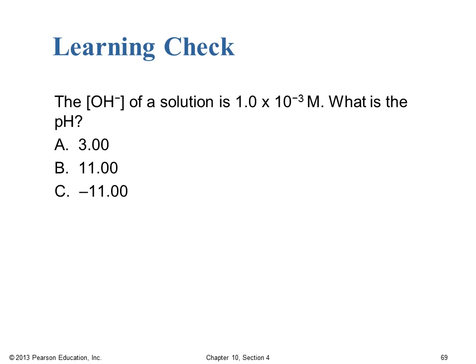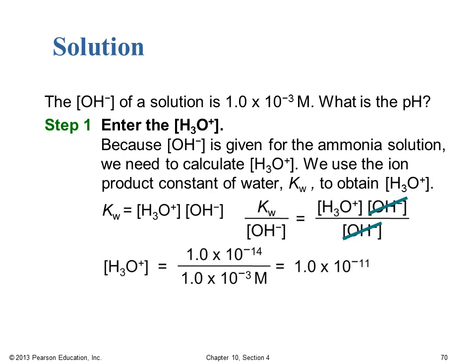And so in order to go from OH minus to H3O plus, we need to use the KW value. We need to figure out the H3O plus concentration by using KW. So we divide KW by the OH minus concentration, and we get an H3O plus of 1 times 10 to the minus 11.